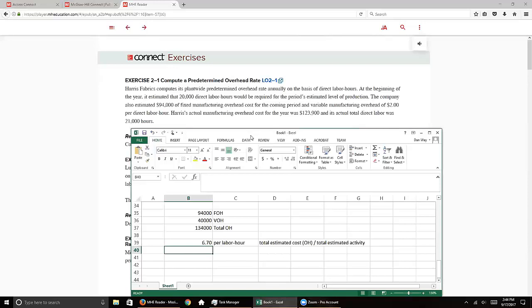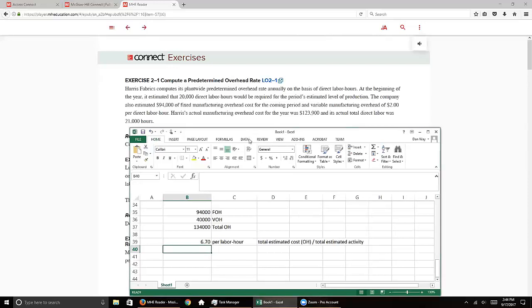Okay, so 2-1, that's all they wanted. But while we're here, I'm going to extend 2-1 to illustrate sort of a point for us. Okay, so there was our predetermined overhead rate. Let's think about applied overhead for a minute. Okay. Applied overhead, we always calculate as our predetermined overhead rate, times, I'll use X for that, my actual activity.